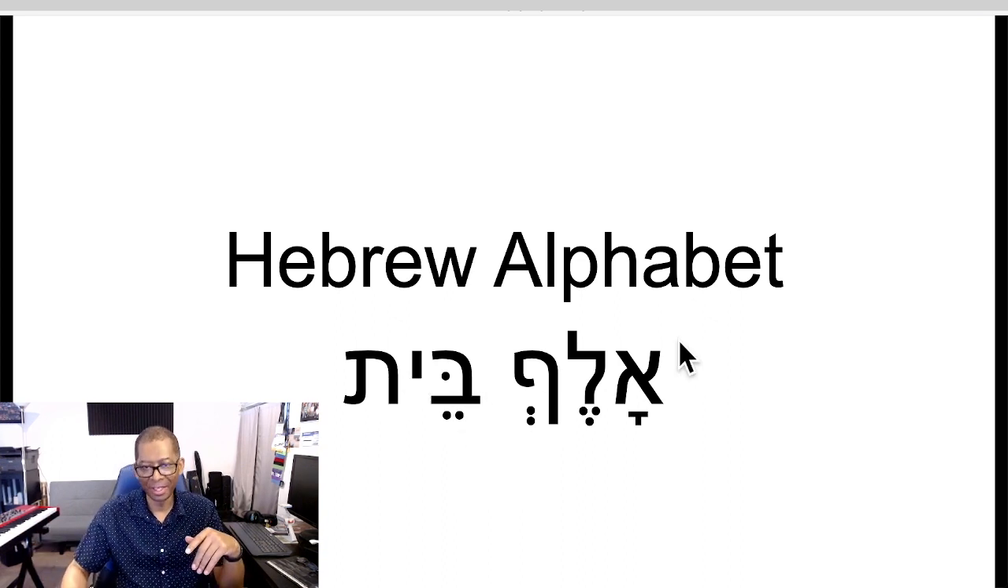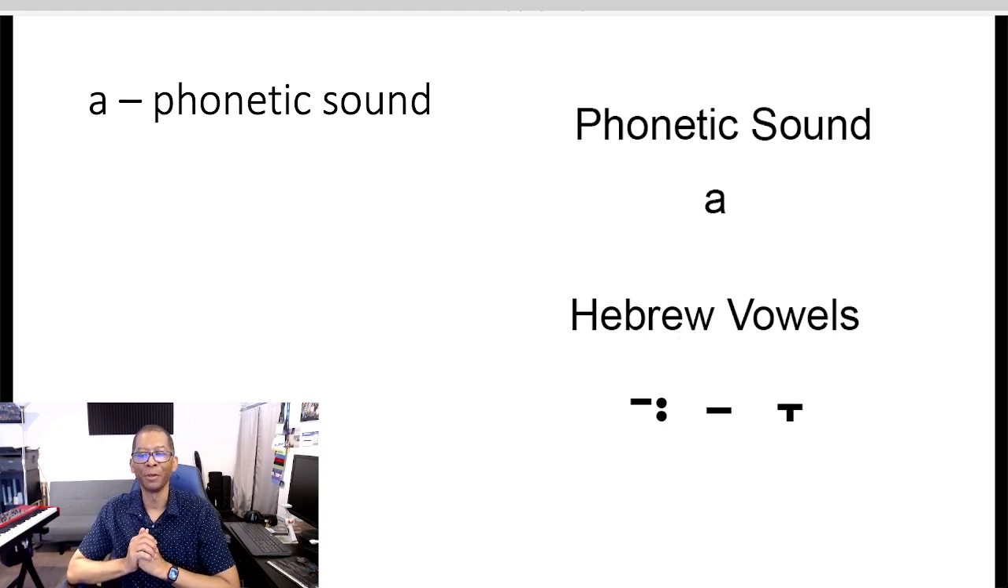Now let's dig in. Okay, in Hebrew, whenever you're going to have the ah sound, it's going to be followed by, underneath the letter, either this dash, kind of looks like a T, this dash, or the dash and two dots. So whenever we see that, we know that we're going to pronounce that specific letter with an ah sound.